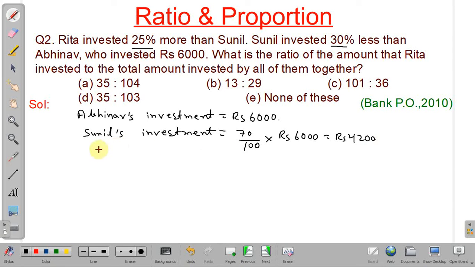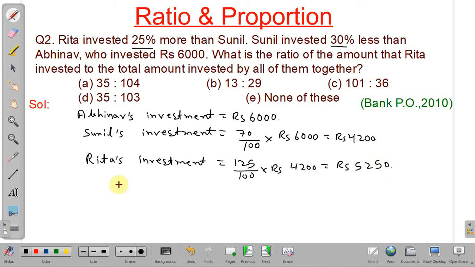And now we have Sunil's investment, so we can find Rita's investment. As she is investing 25% more than Sunil, so Rita's investment will be equal to 125%, that is 125 by 100 into rupees 4,200. So it will be equal to rupees 5,250.